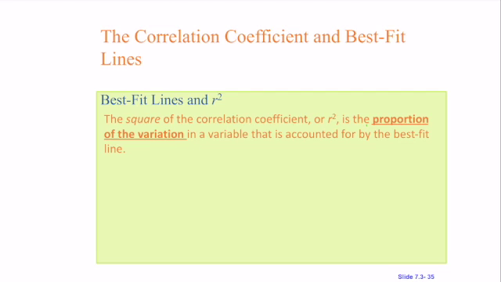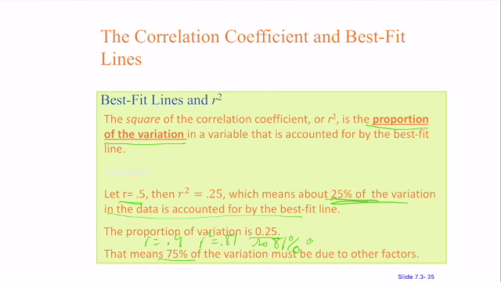So in this first example, the proportion of variation is 0.25, so 75% of the variation in the data must be due to other factors. In this case, only 19% of the variation in the data is due to other factors.